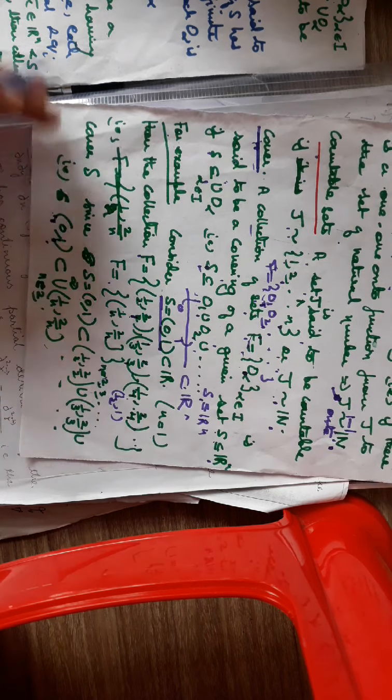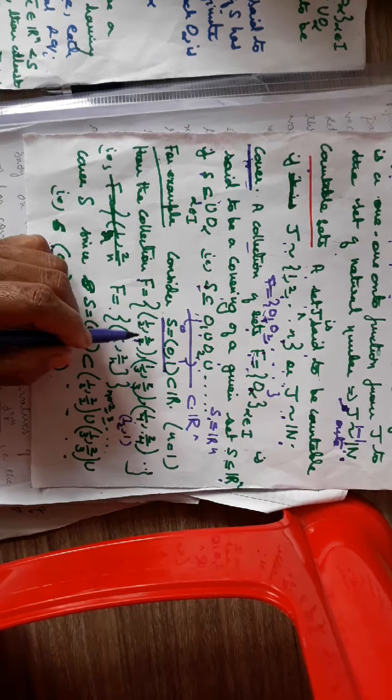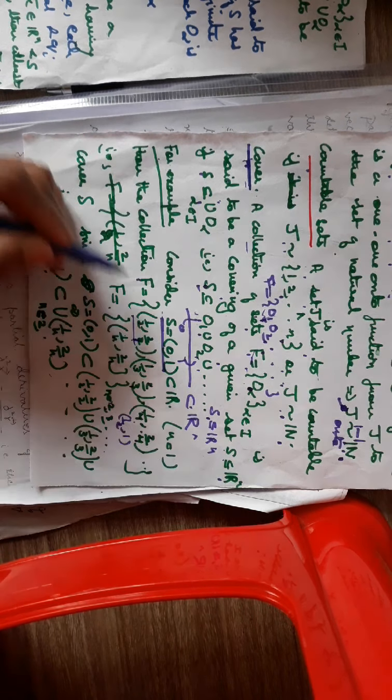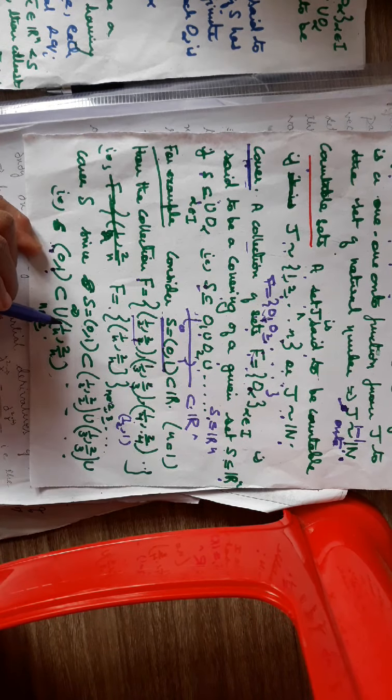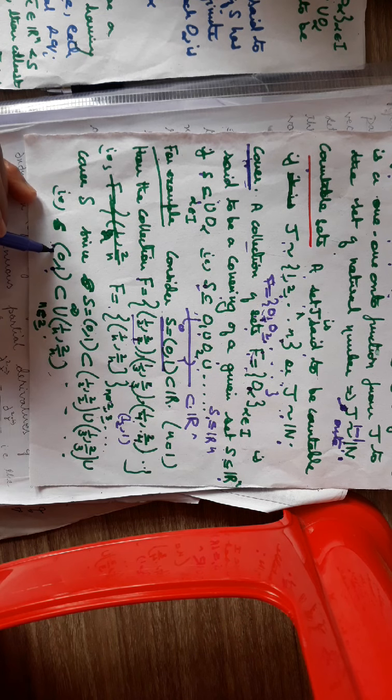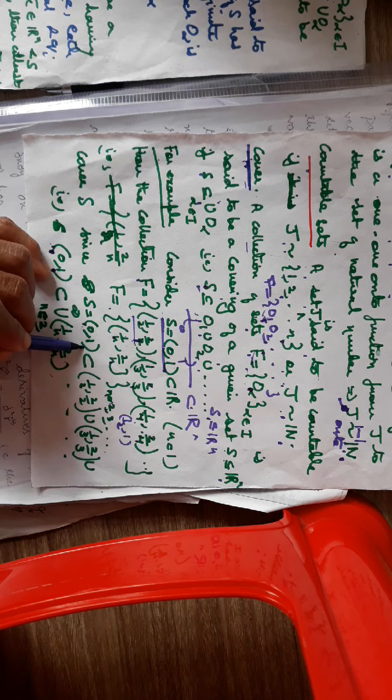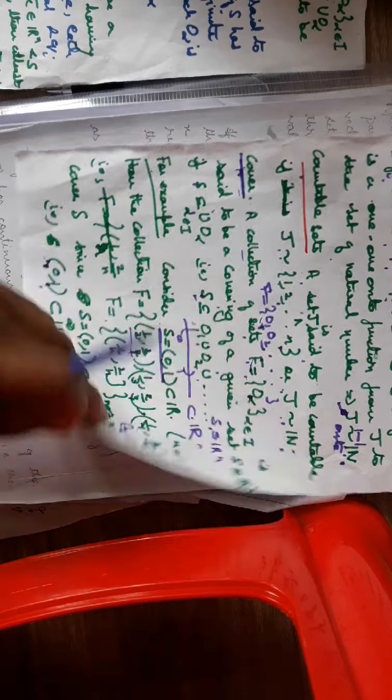But as we know that each open interval is an open set, therefore this will form an open covering of this set S, that is the open interval (0, 1). So we come to this definition of open cover.